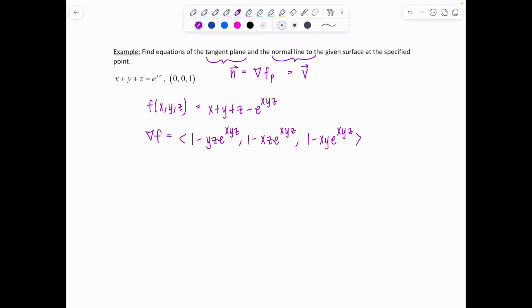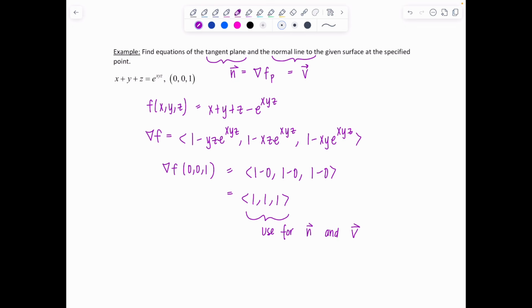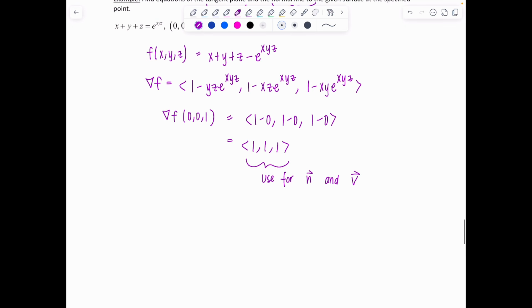Okay, to get the normal, I need to evaluate the gradient at the given point 0, 0, 1. So I'll have 1 minus 0, 1 minus 0, and 1 minus 0. So we get the lovely little vector 1, 1, 1. This is what I'm going to use for n for my plane and for the direction vector for my normal line because it's normal to my surface. And the point that was given, don't forget, was 0, 0, 1.